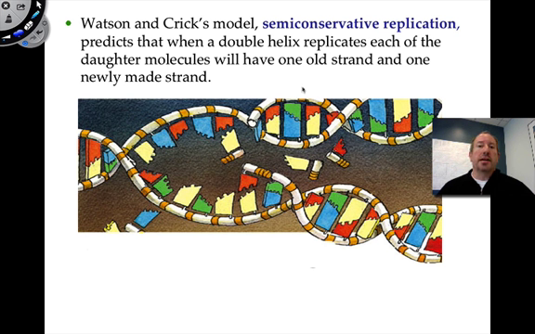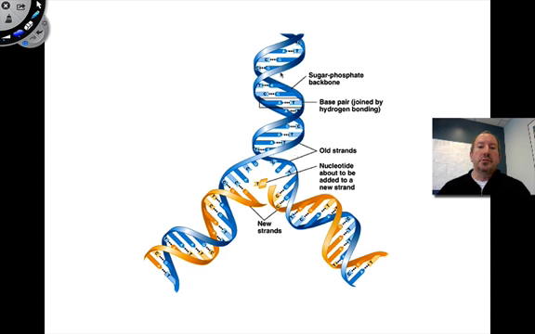The scientists Frank Stahl and Matthew Meselson won a Nobel Prize for experimentally determining the semi-conservative nature of DNA replication using radioactive and heavy isotopes of nitrogen. It's kind of cool. So you can see here's the double helix, one DNA molecule, and then here you're going to have two DNA molecules which are similar.